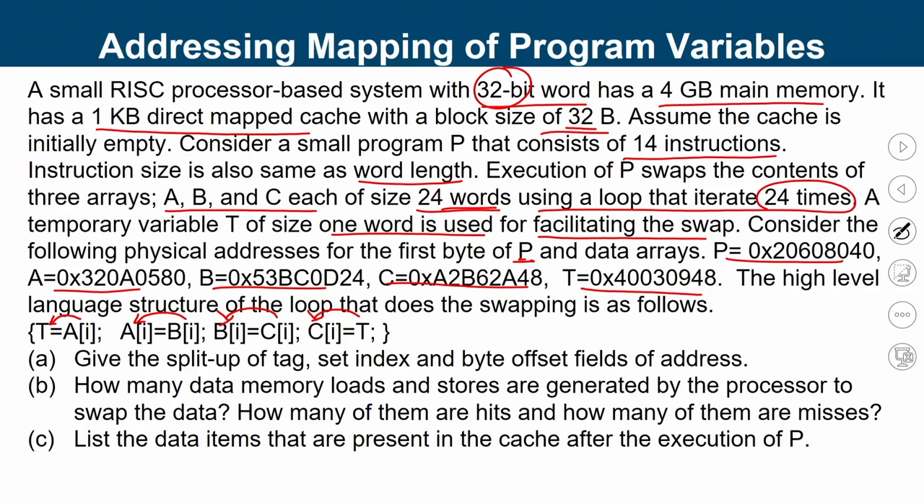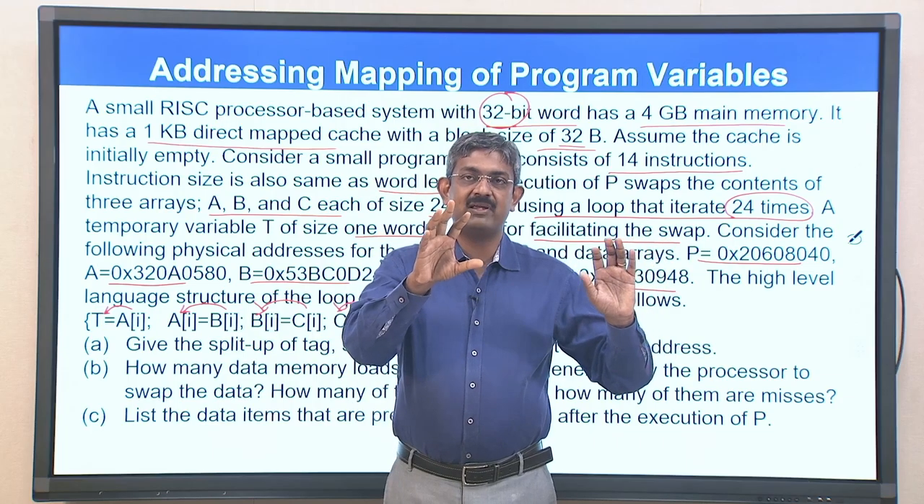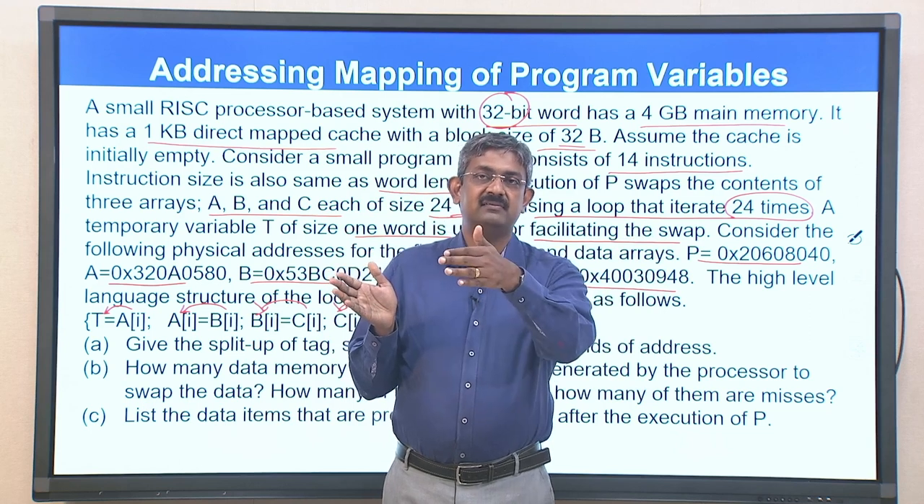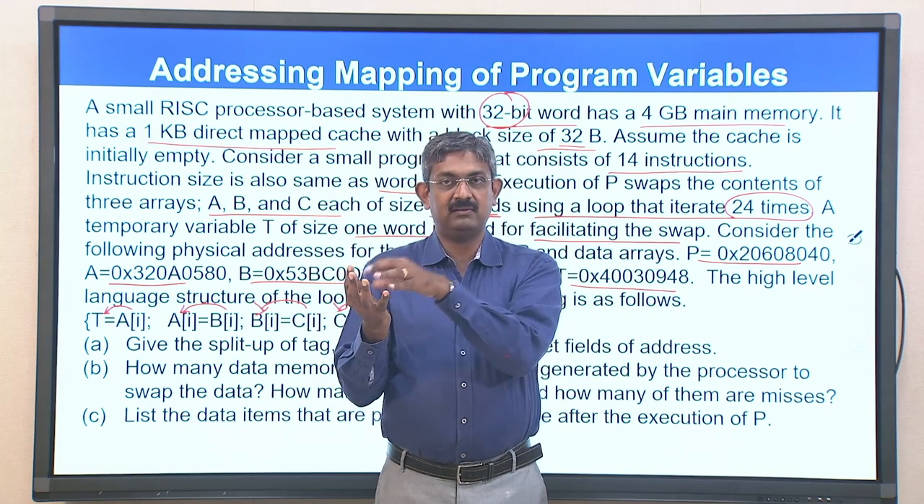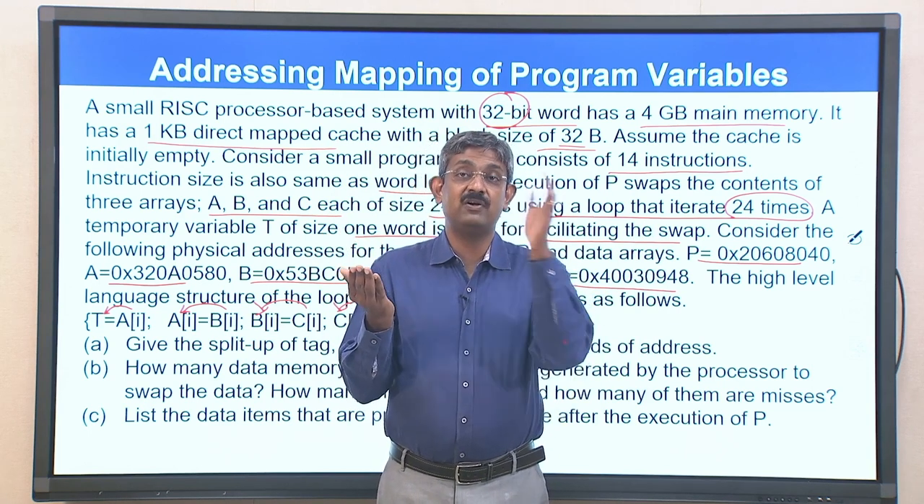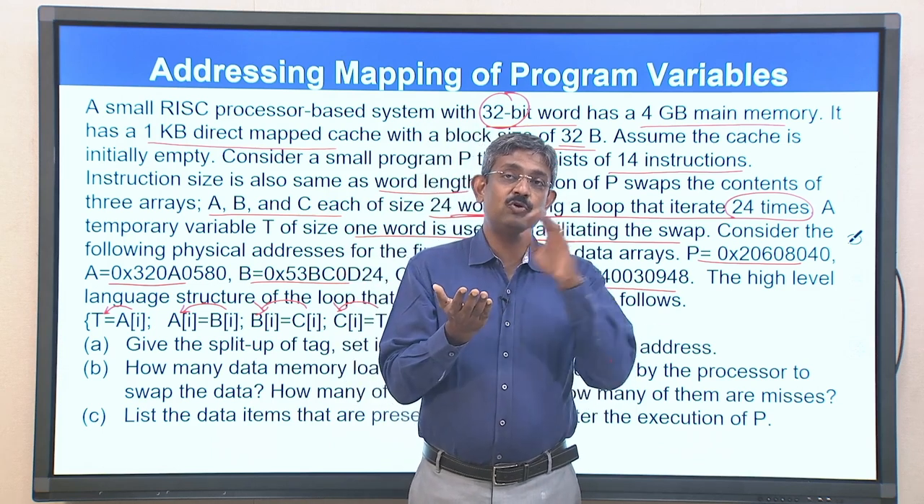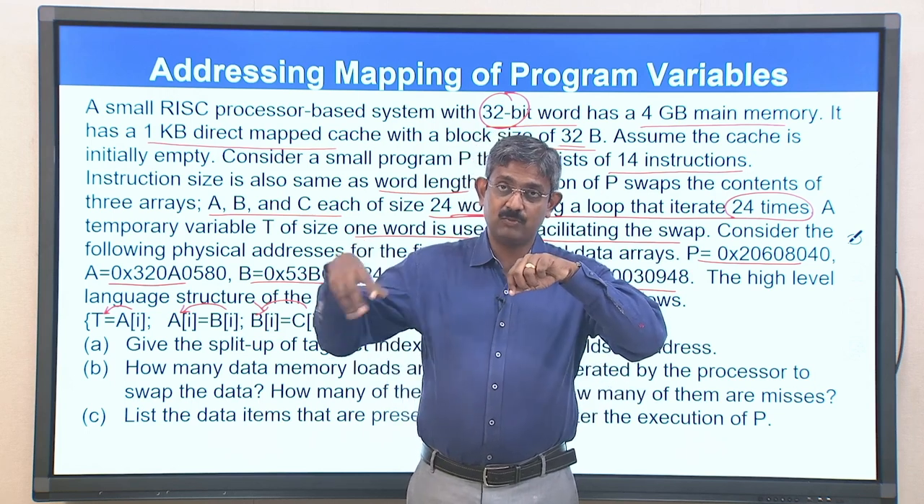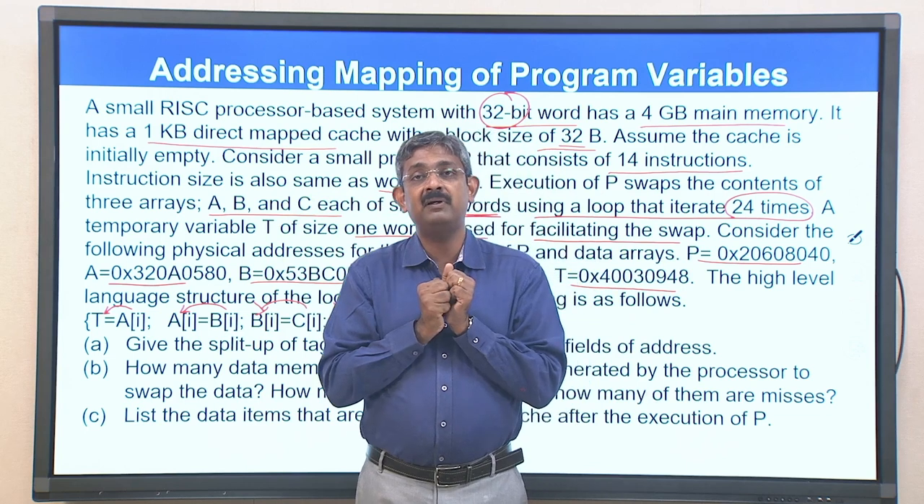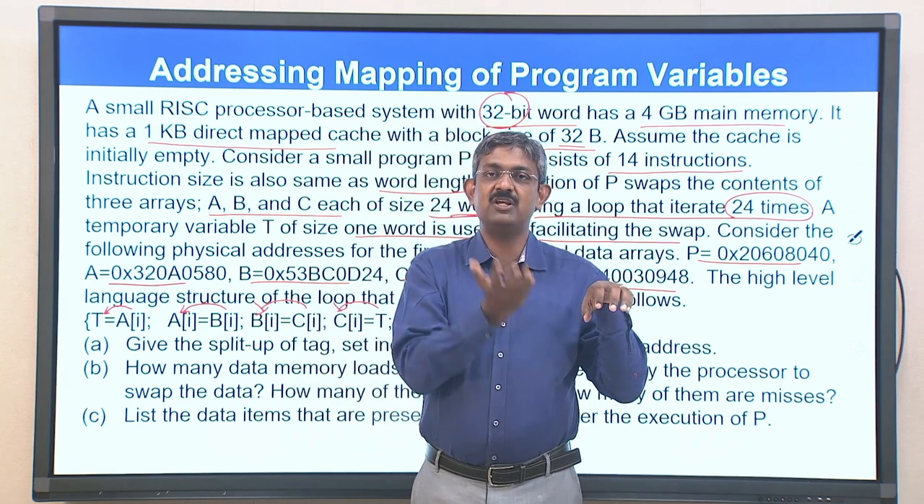So, what is this question all about? In this question, we are talking about a program that consists of 14 instructions and the program has a loop. This loop is doing a swapping of 3 arrays. You have arrays A, B and C and you are using a temporary variable. So, content of A is moved to T: T equal to A of 0. Then from B you move to A: A of 0 equal to B of 0. Then C is moved to B: B of 0 equal to C of 0. Last one, whatever was moved out from A initially, which is kept in the temp, is now moved to C: C of 0 equal to T.